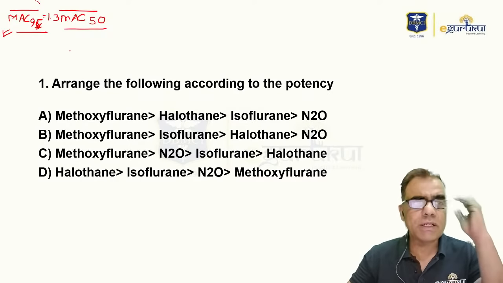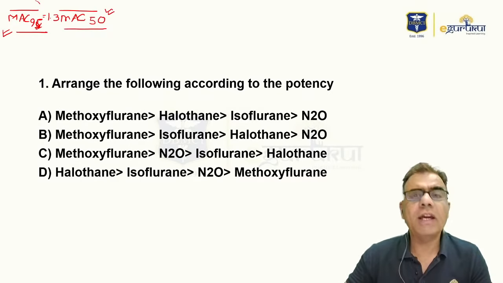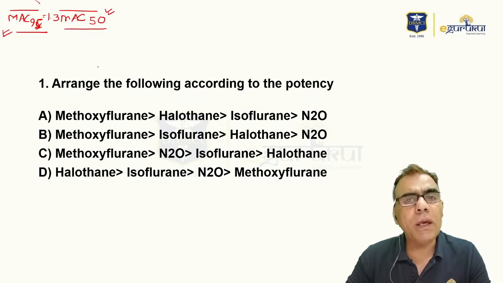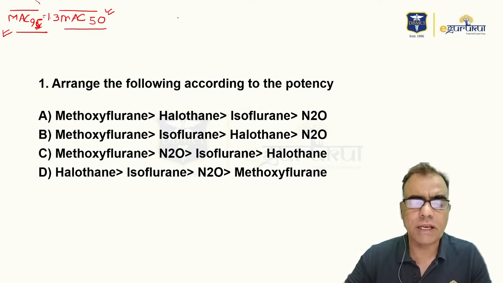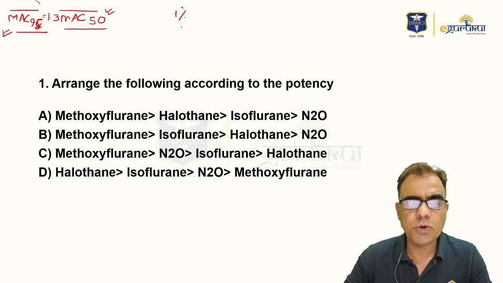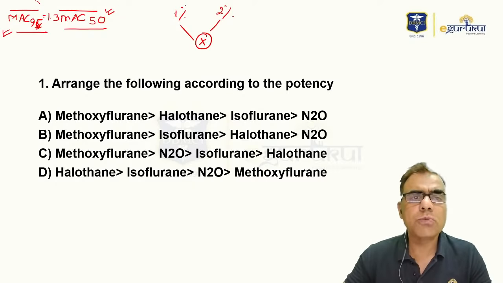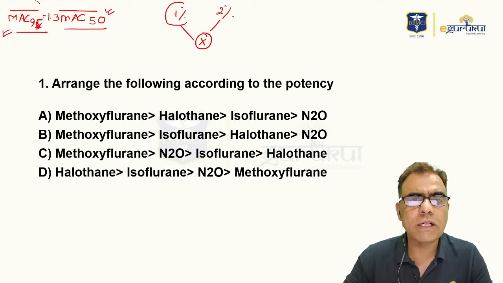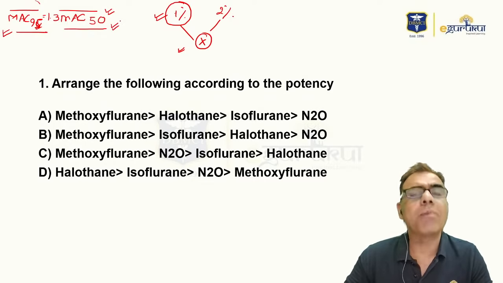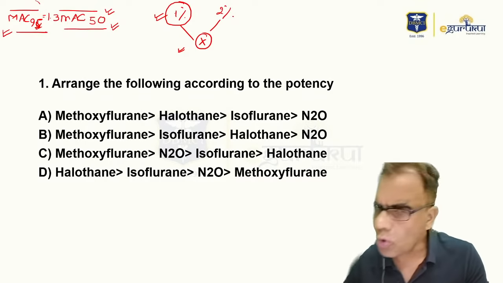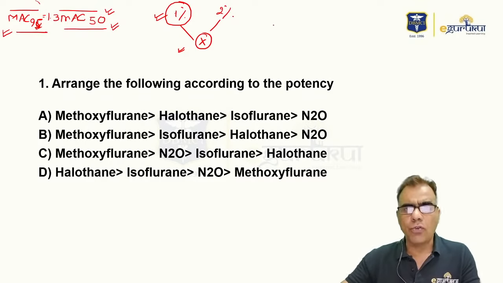It is clear from the definition that if an agent has a lower MAC, it is more potent. For example, if one agent produces effect X at 1% and another produces the same effect X at 2%, which is more potent? Obviously the agent producing effect at 1%. So the lesser the MAC, the more the potency. Overall, the lowest MAC is of methoxyflurane.